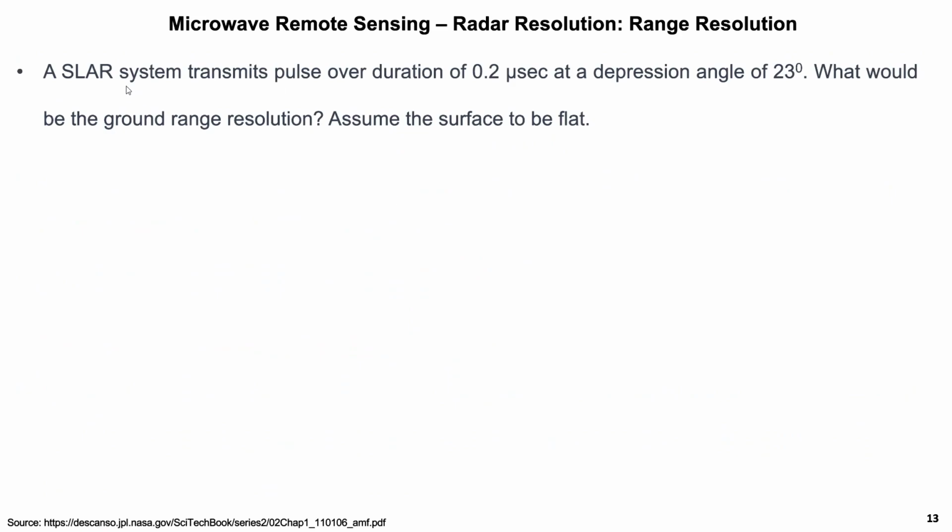So a SLAR system, that is a type of radar. It transmits a pulse over a duration of 0.2 microsecond at a depression angle of 23 degrees. What would be the ground range resolution? And you can assume the surface to be flat. So can you quickly calculate and tell me?